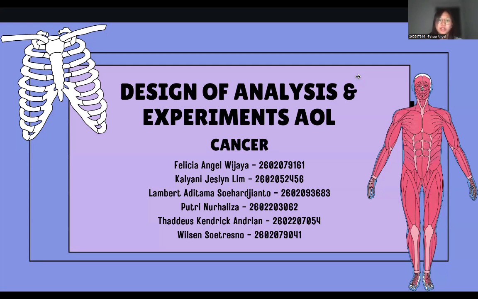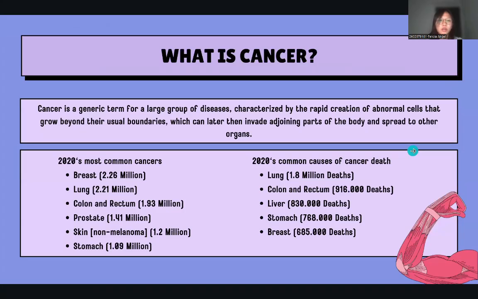We will be presenting our IOL project, that is the design and analysis of experiments in cancer treatment based on their treatments and the age group of patients. First of all, what is cancer? Cancer is an umbrella term which refers to a rapid and uncontrollable creation of abnormal cells, which usually spreads from one part of the body to other organs.